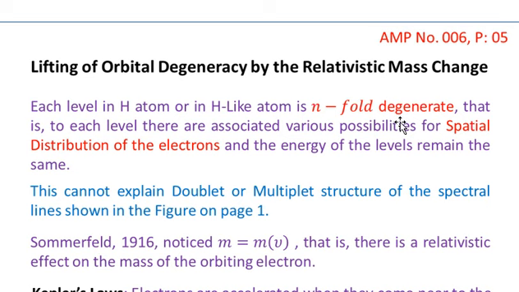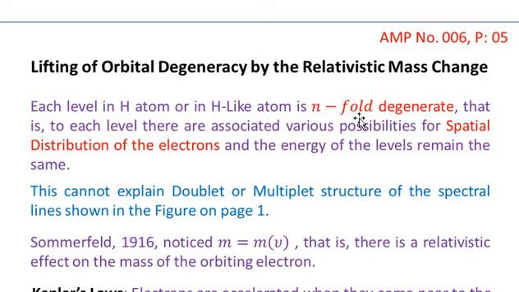That is, the levels were n-fold degenerate. That is, to each level there are associated various possibilities for spatial distribution of the electron, and the energy of the levels remain the same. So this is only the case when the relativistic mass were not included. That is, when we were assuming circular orbits according to the pure Bohr atomic model. So according to the pure Bohr atomic model, the levels are n-fold degenerate.